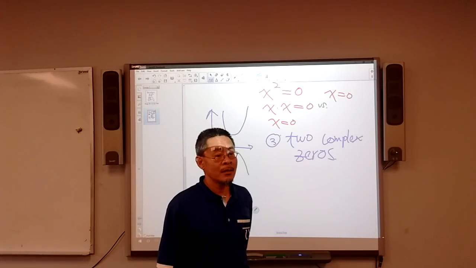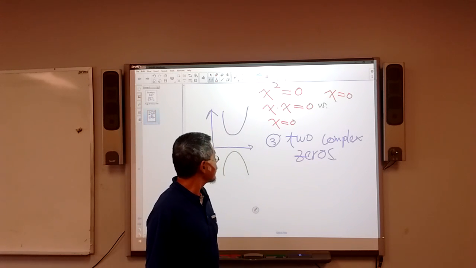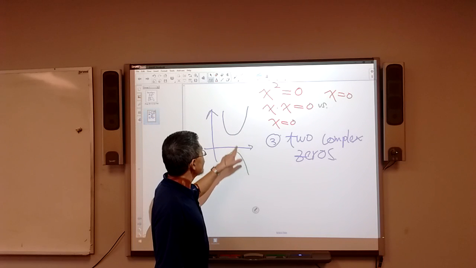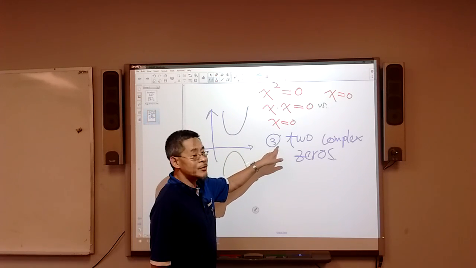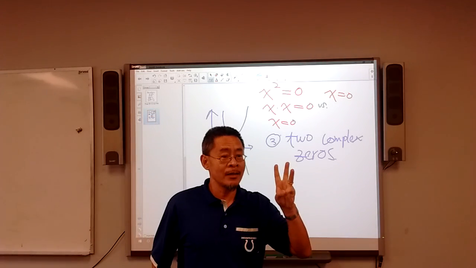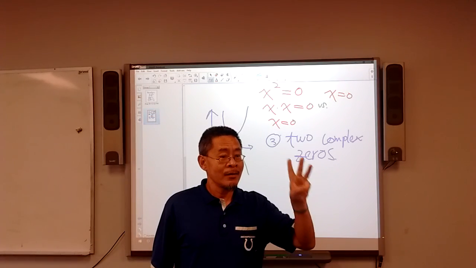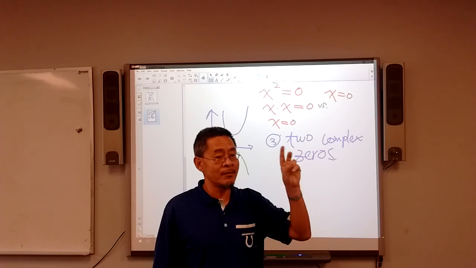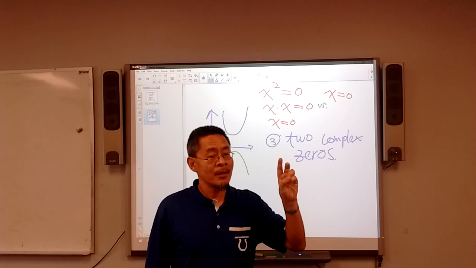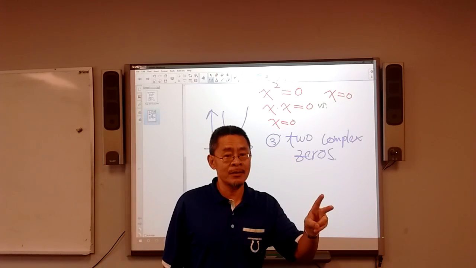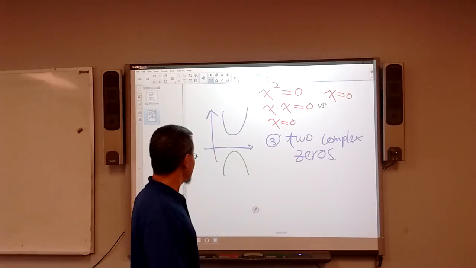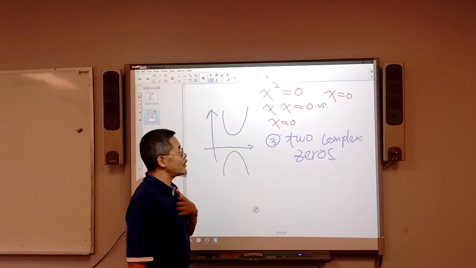What is the 3 for? Is that the third graph? Yeah. That's the third situation. All right. So we have three situations. The first one is two distinctive real zeros. Second one is double zeros. Third one is two complex zeros. Okay? We good on this one? Everybody? Okay.